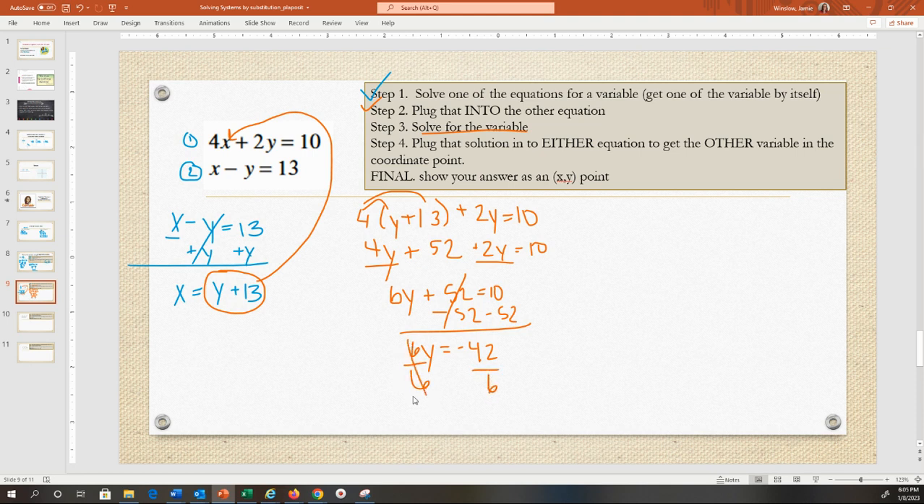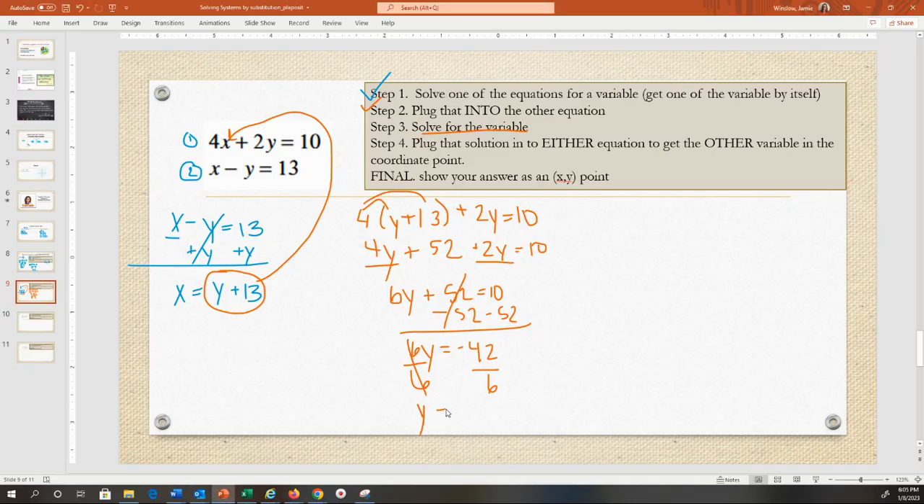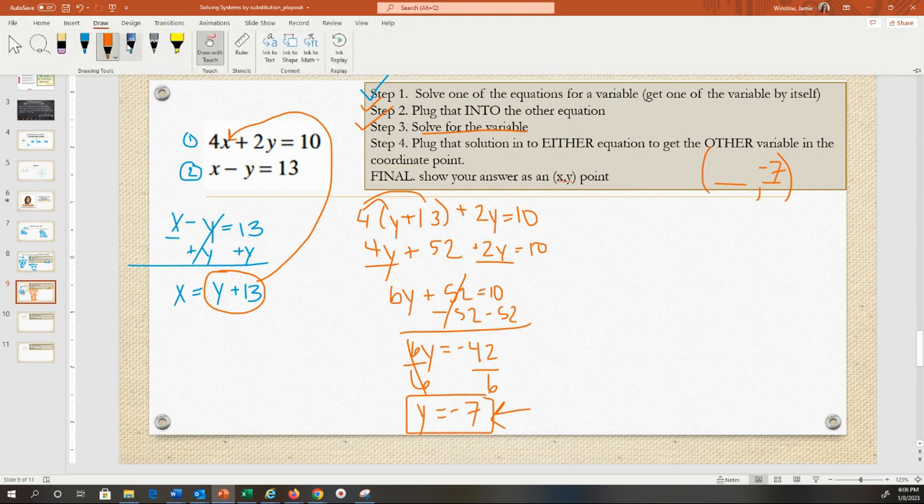Now we'll divide both sides by 6. 42 divided by 6, that is 7. That equals -7. Don't forget the negative. So we found y. Remember, we're going to have an x and a y. y is -7. Step 3 is done. Last step. Plug that solution into either equation to get the other variable. So we found y, right? All we need to do now is find x.